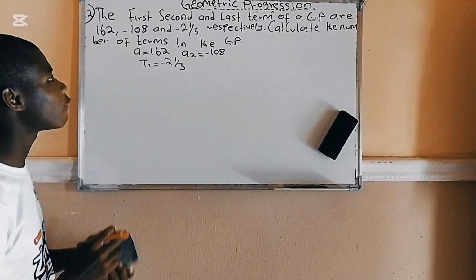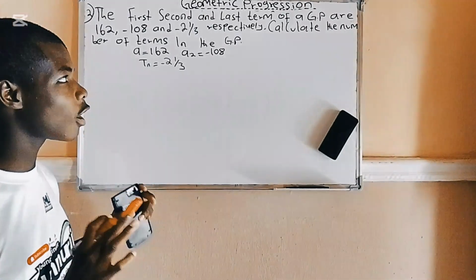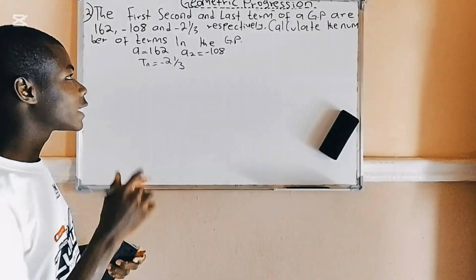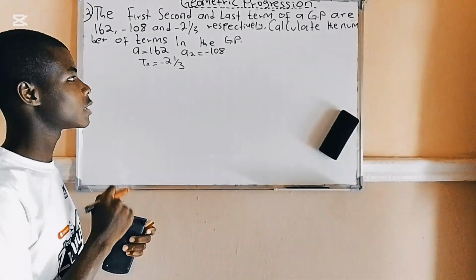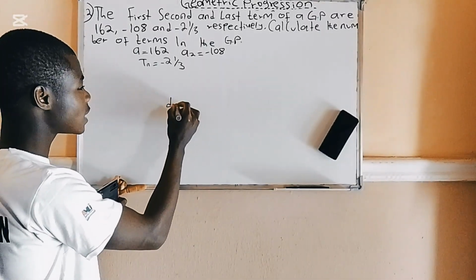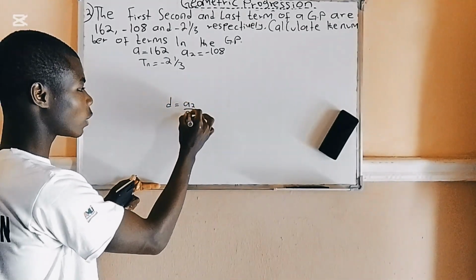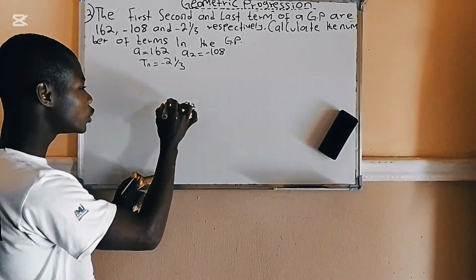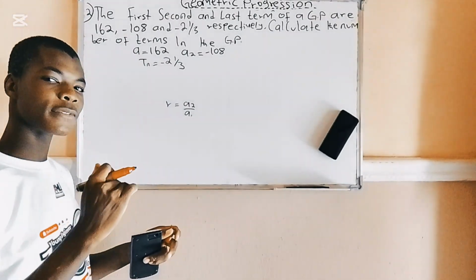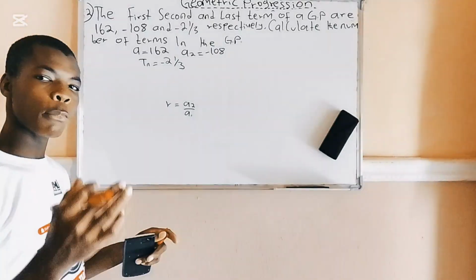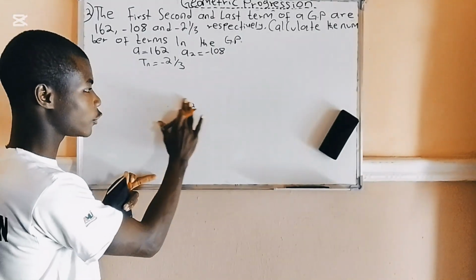We are to calculate the number of terms in the GP. There is one correction that I'm going to make. In the first question, I said that the common difference in GP is A2 over A1. I was supposed to say the common ratio, not common difference. What differentiates the two is that arithmetic progression has a common difference, but geometric progression has the common ratio. I hope you get it.